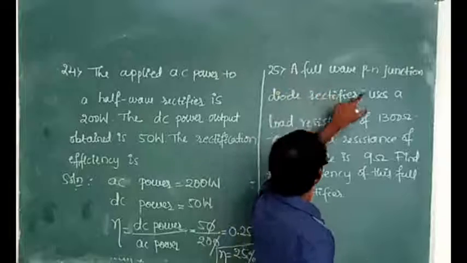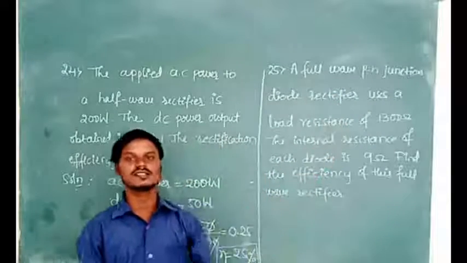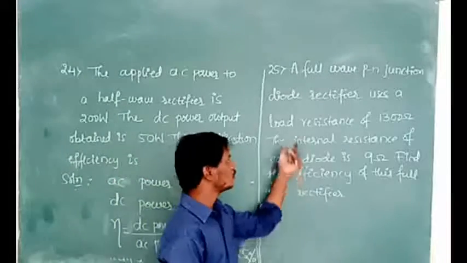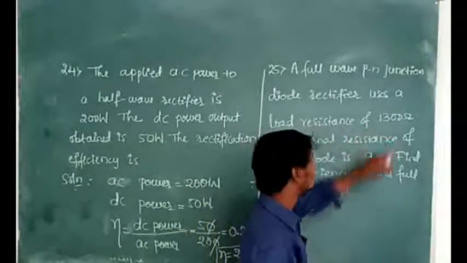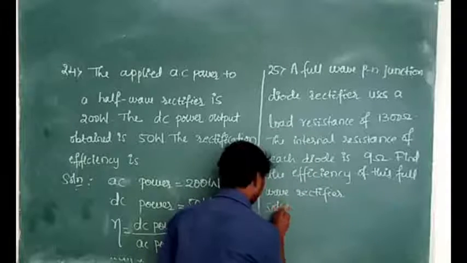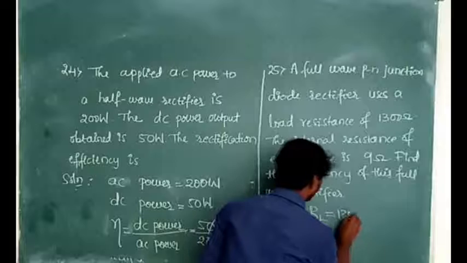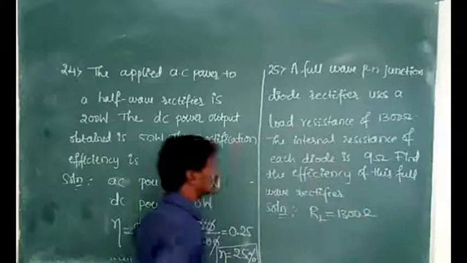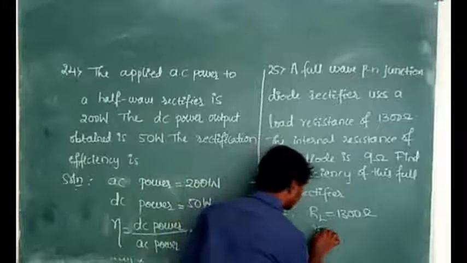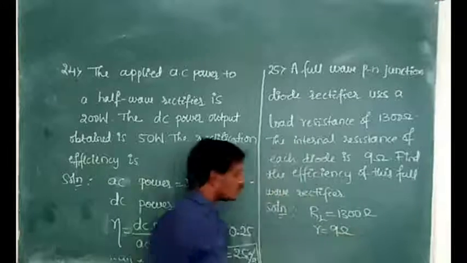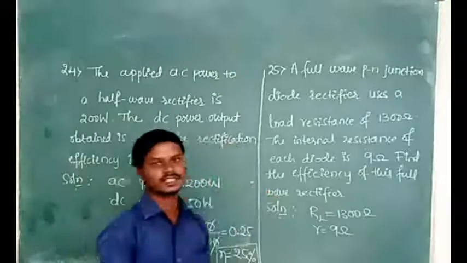A full wave PN junction diode rectifier. Full wave means both half cycles are rectified here, which means two diodes are used. It uses a load resistance of 1300 ohm. Load resistance is given, that is RL. That is how much? 1300 ohm. Then next, the internal resistance of each diode is 9 ohm. Internal resistance is how much? 9 ohm. Find the efficiency of this full wave rectifier.